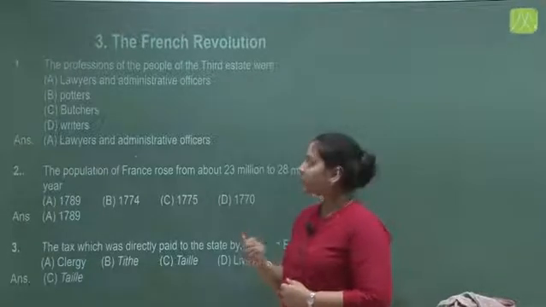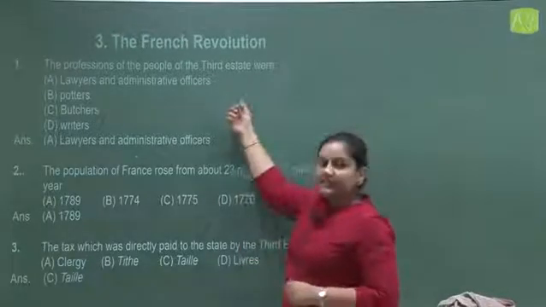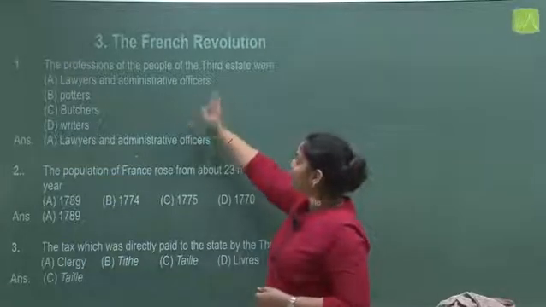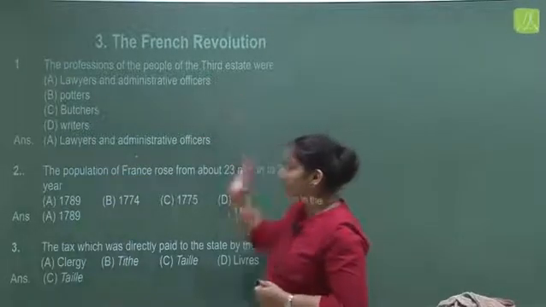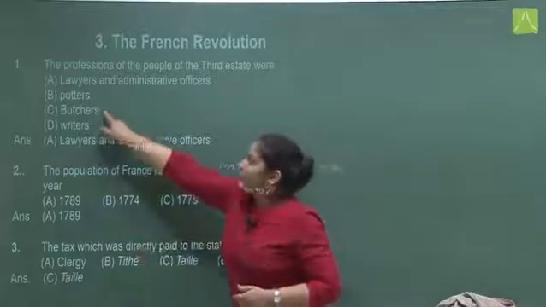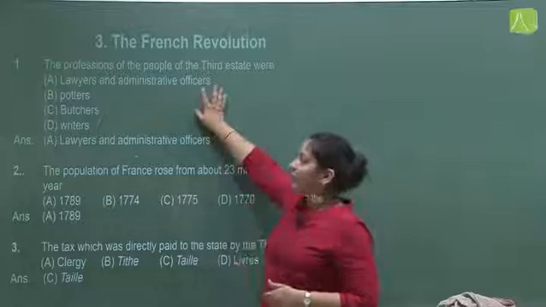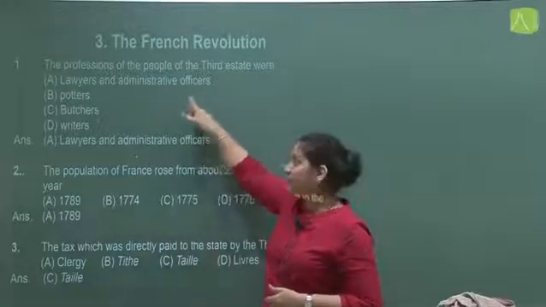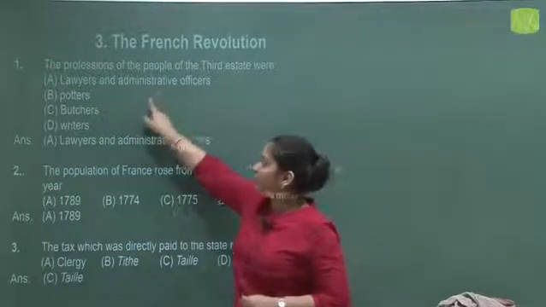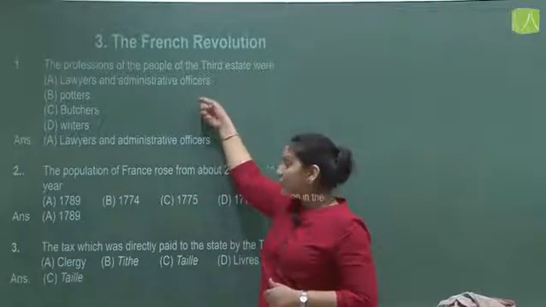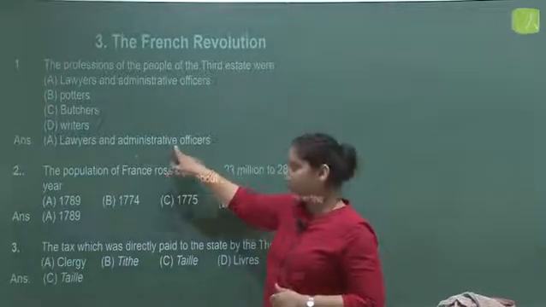Now, the third chapter deals with the French Revolution. The first question says professions of the people of third estate were. Now, these 3 might be the profession, might be. What do we have relatively direct relativity with the question? The first option, lawyers and administrative officers, is directly given in the book. So, option A is the correct answer.